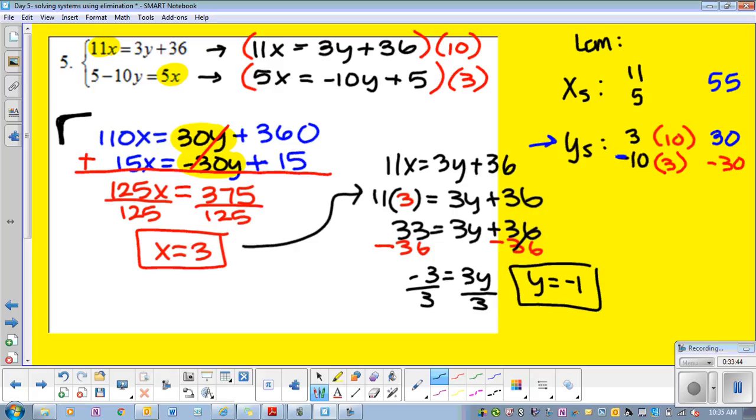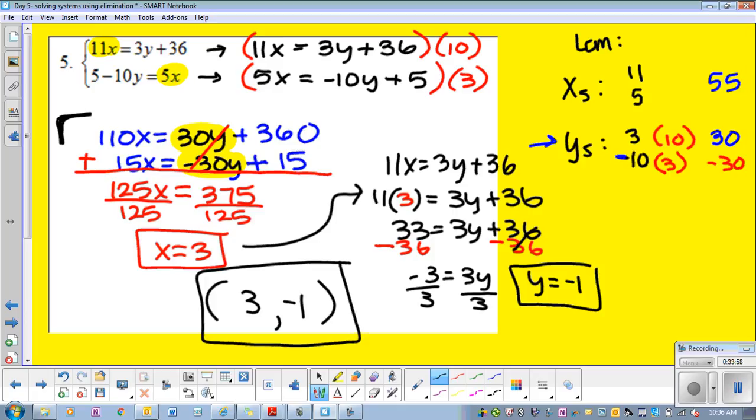Did we all get this? Y equals negative 1? Super! Now, don't forget to put it in ordered pair. 3 comma negative 1, right? X comma y. Oh my goodness, great job, guys.